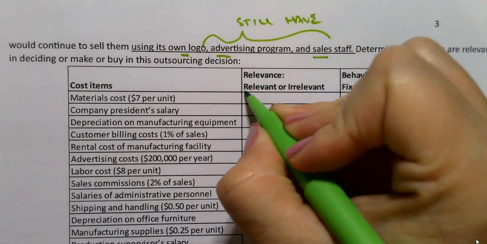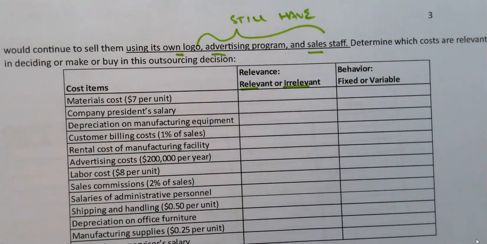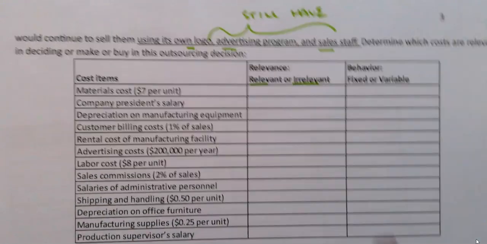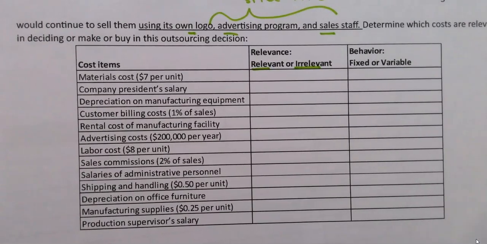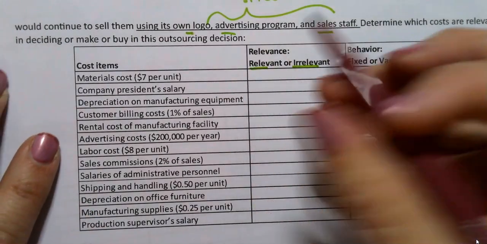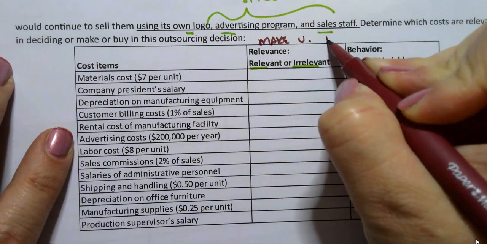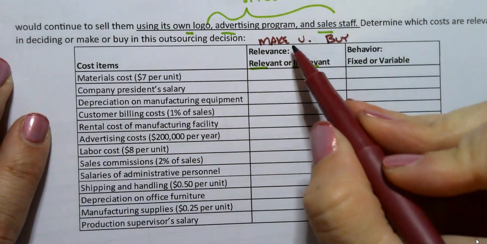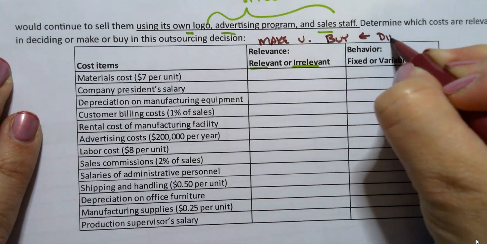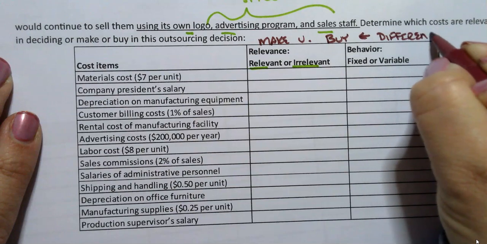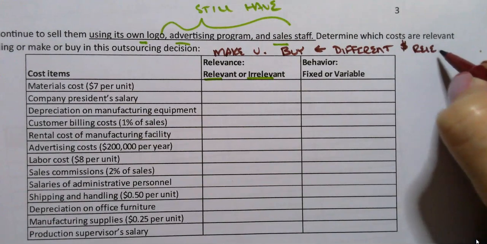We've already looked at this. We know what relevant and irrelevant means, but now we're just going to apply it to a situation of, are we going to have these costs if we make it and if we buy it, or are they different between those two alternatives? So we've got two options. Our options are make versus buy, and we've got to ask ourselves, are they different between the two? If they're different cost, then they will be relevant. That is the definition of relevant.